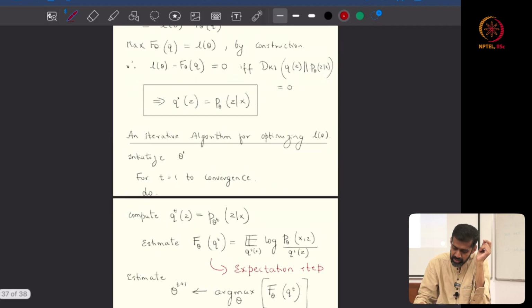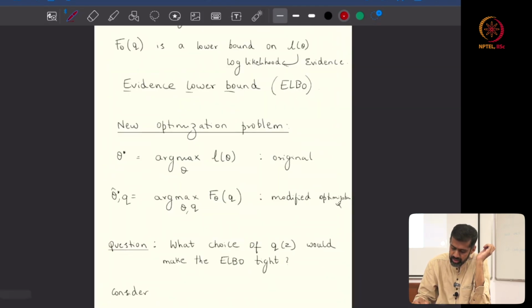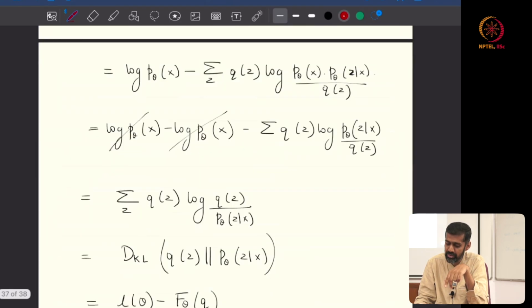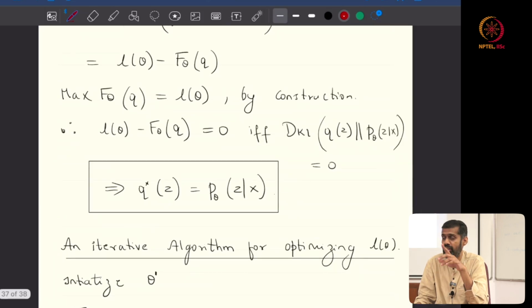So that is why, in the most general form, you write the ELBO optimization as an optimization over both the model parameters theta and q. By the way, this q of z is called the variational distribution over latent variables. So you optimize over the model parameters and also the variational distribution. But in the cases where the posterior is tractable, we know that the optimal variational distribution is always the posterior of latent given data, always, because that is algebra.